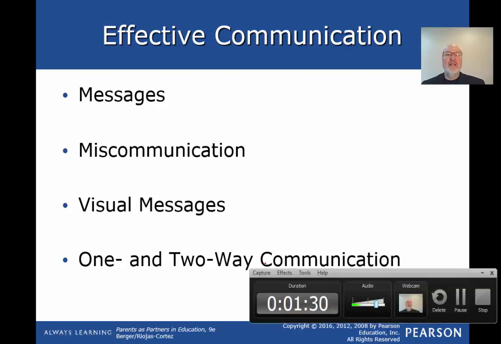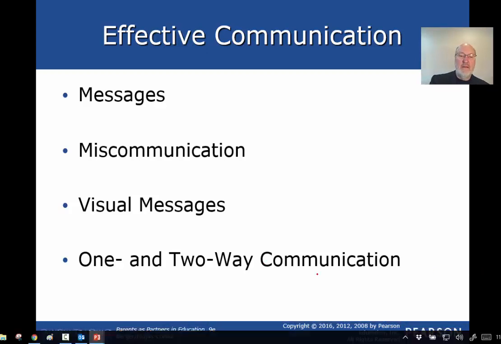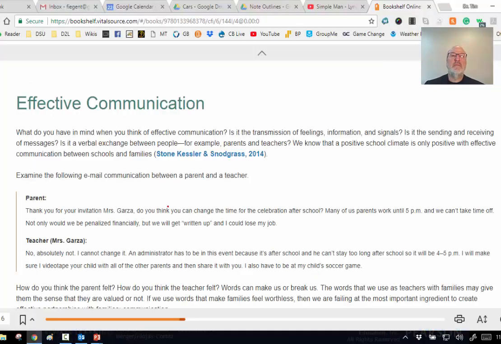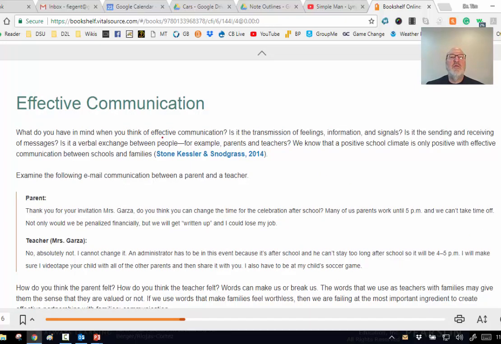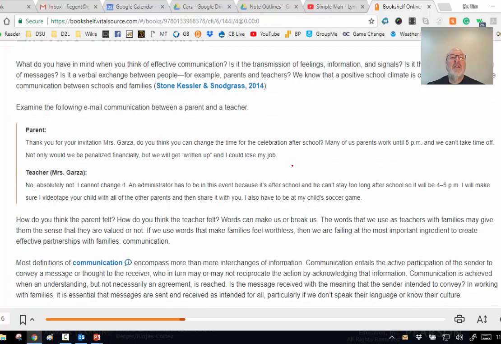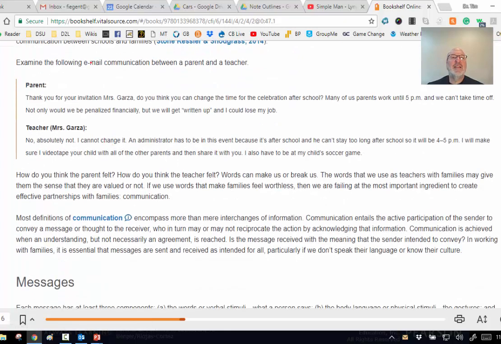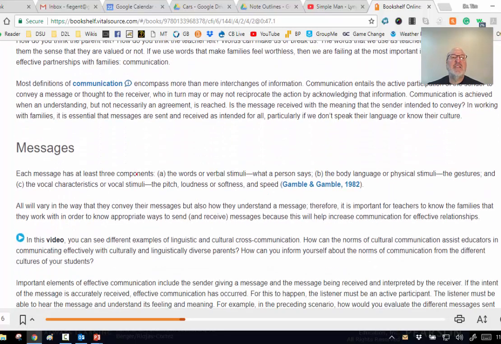So let's go look at the textbook and see where we're at here. First of all, effective communication. What do you have in mind when you think of effective communication? Is it the transmission of feelings, information, and signals? Is it sending, receiving? Is it verbal exchange? Here it gives a couple of scenarios, and I'll let you look at these couple of email examples. And then let's go on to this.